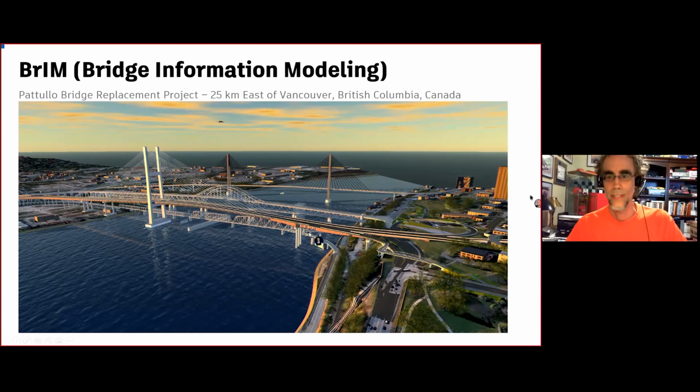The project is located about 25 kilometers east of Vancouver, British Columbia in Canada. It is a new bridge build. In the foreground, you can see the new bridge, and the old bridge is this early 1900s bridge that will be demolished. In the background, we can see a SkyTrain bridge for rapid transit, and down here you can see an old rail bridge that's still in use.